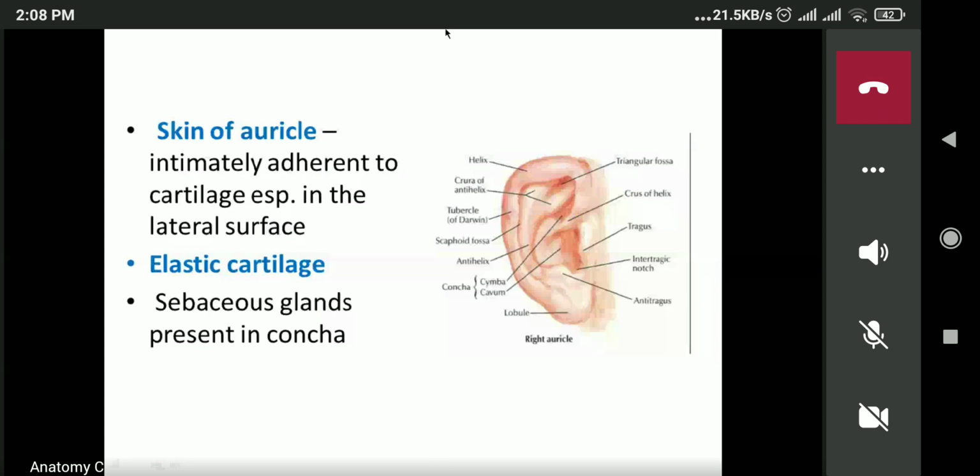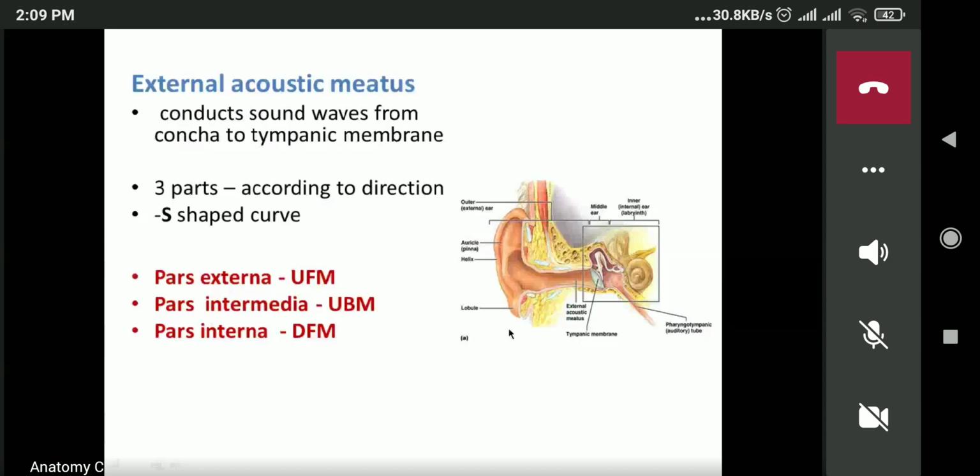It is the yellow elastic cartilage. So the elastic type of cartilage is present in the auricle. Also, the concha is rich in sebaceous glands. In this part, you'll find a number of sebaceous glands. That also you should know.